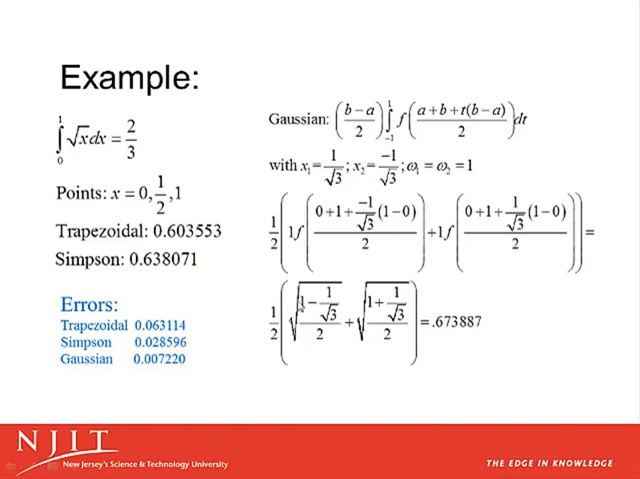F of all this mess is the square root of the mess. And we work it out, and we just get 0.673887. And we see that with Gaussian quadrature, the error is about 0.007. It's about 1/4 of the error of Simpson's rule. So the method tends to be quite good.